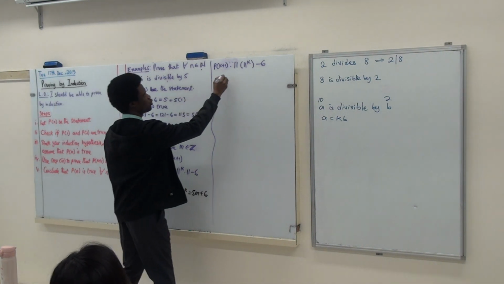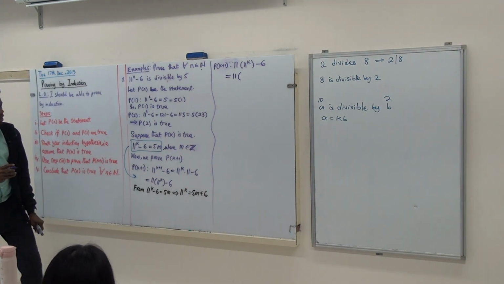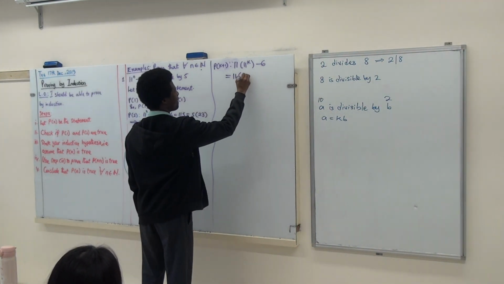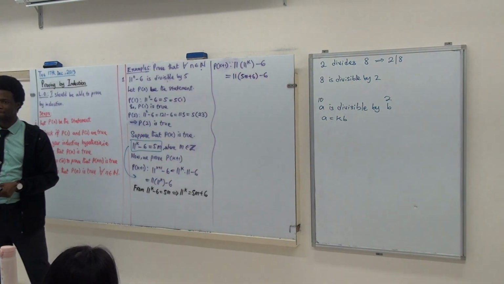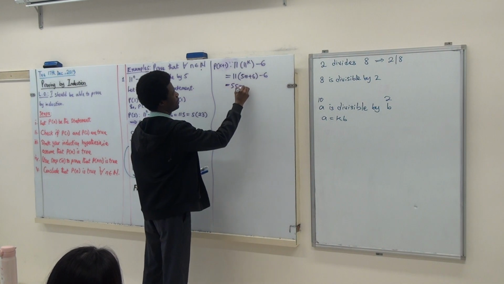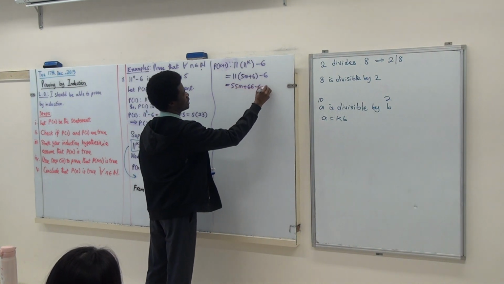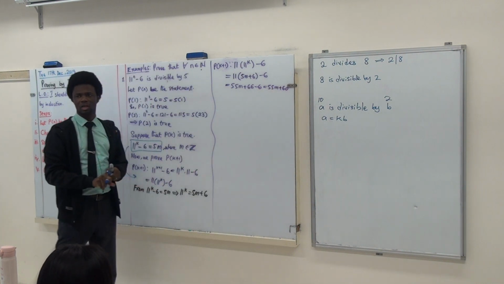This can now become what? 11 times 5m plus 6 minus 6. What do we do now? Expand. 55m plus 66 minus 6. 55m plus 60. Yes? Why can't we use equal?